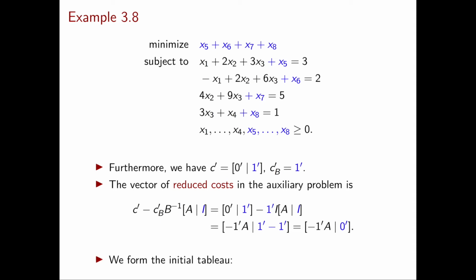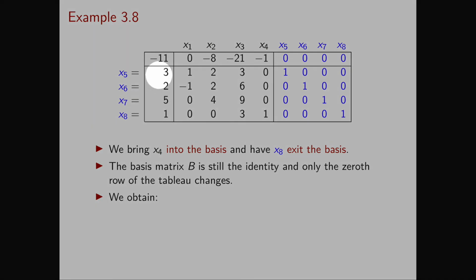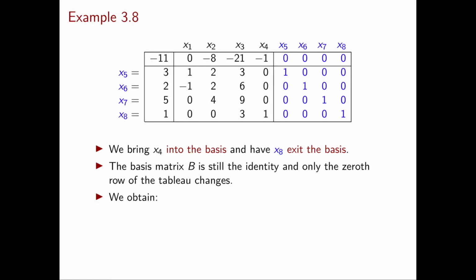We are now ready to form the initial tableau. Let's deal with the 0th row at the very end. Let's first consider the remaining rows. In the 0th column, we have B inverse b, and again, B inverse is just the identity, so this is the original right-hand side vector.